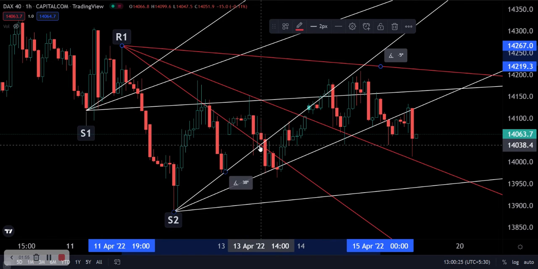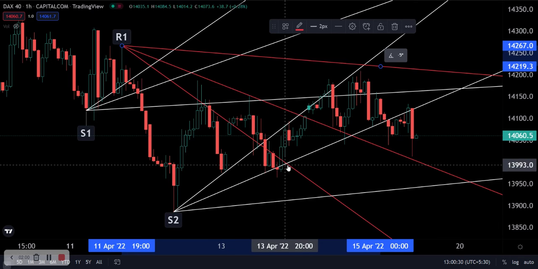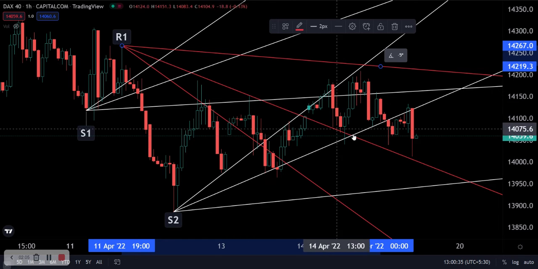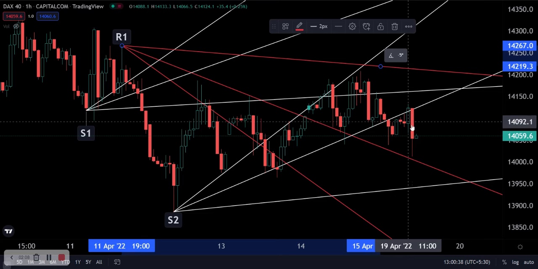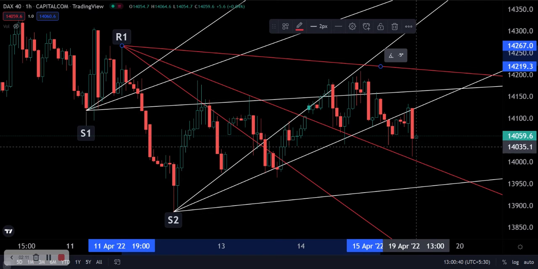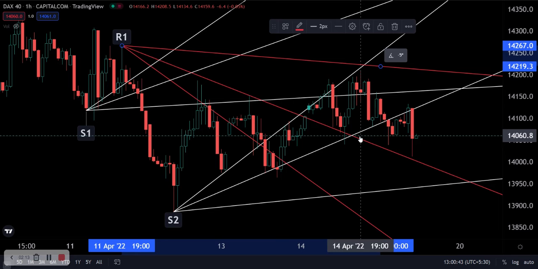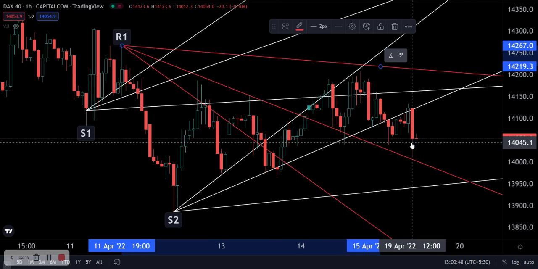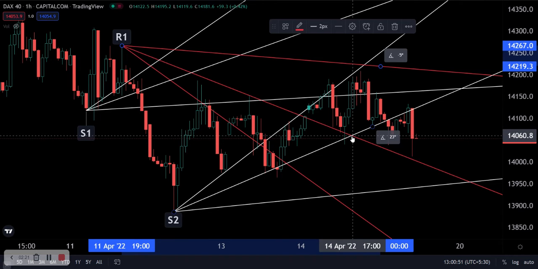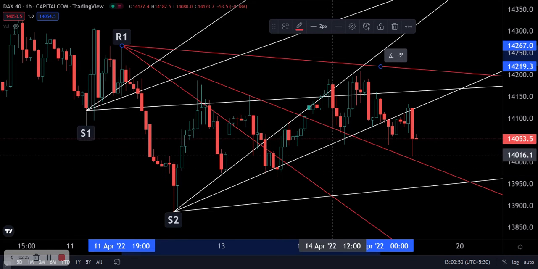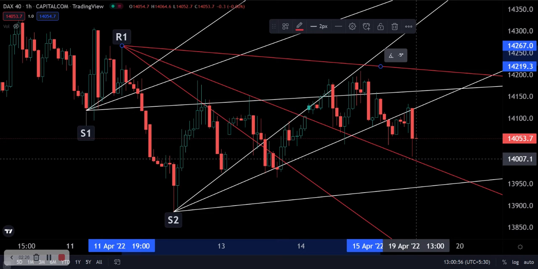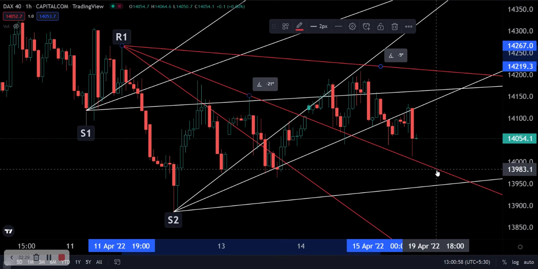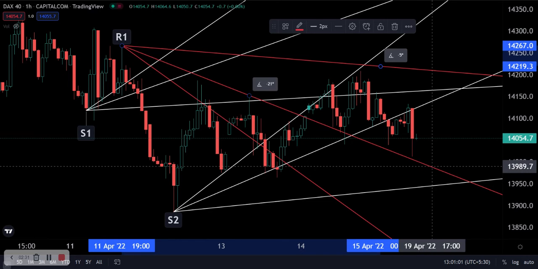Below which we had the 14,040 support, and finally our 14,000 level is acting as support, and so is this line. It tested that support and has bounced right back up. It's trying to get above the 14,060 support, and looks like it's failing there, but those are our support levels. I don't expect DAX to break below 14,000 for any length of time today.